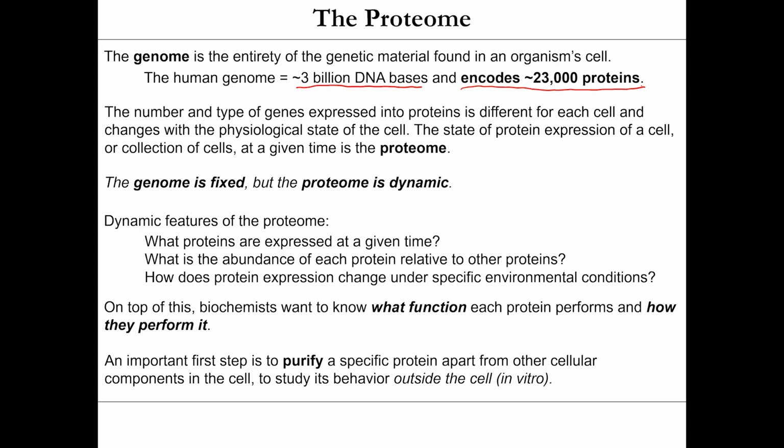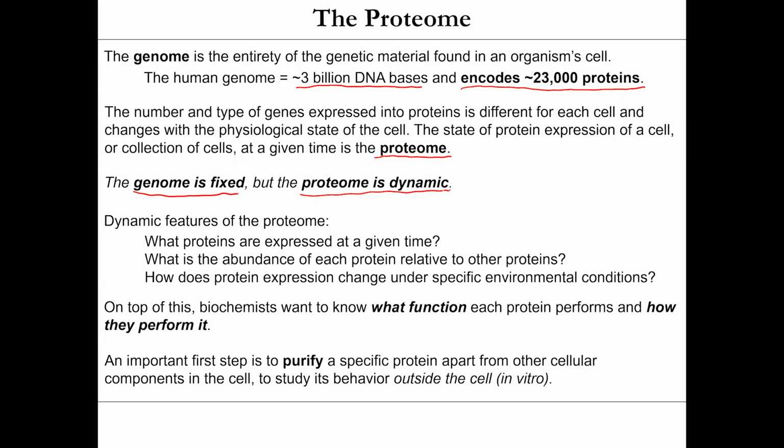So the number and type of genes expressed into proteins is different for each cell, and that changes with the physiological state of the cell. The state of protein expression of a cell or a collection of cells at a given time is called the proteome. So it's an important concept to remember that the genome is fixed. Your genes can't change. The DNA encoded in your genome is fixed. It's not changeable. But the proteome is dynamic. It's going to change over time and be different between different cells.